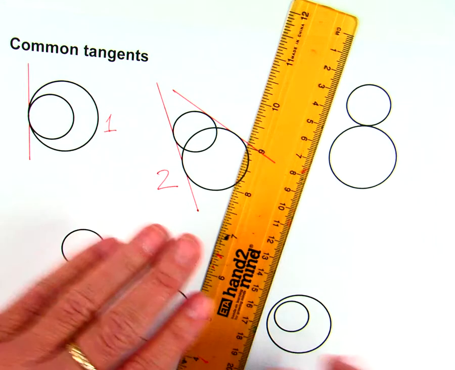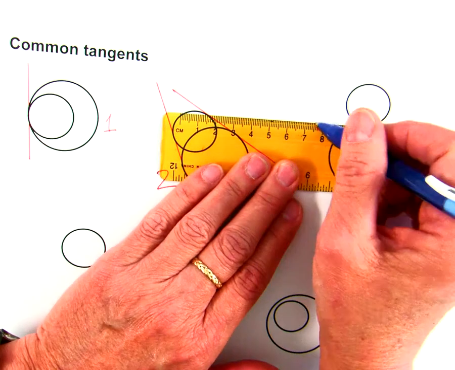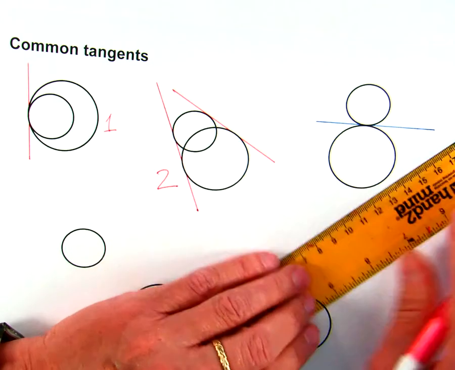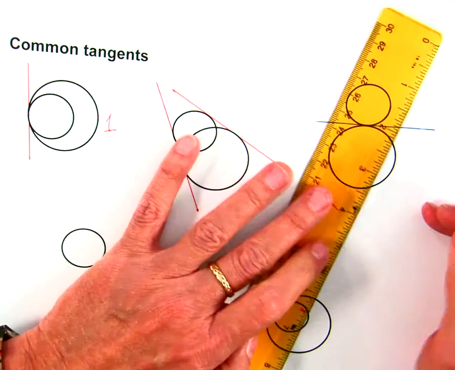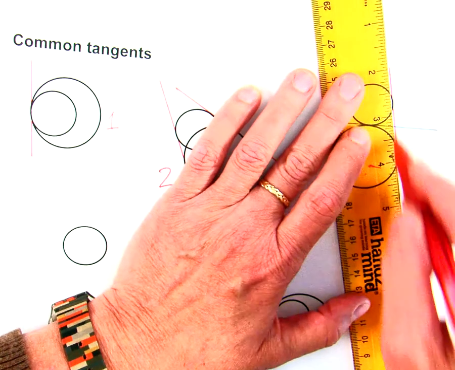On the snowman here, you have a common tangent between his head and his body, and that one's internal. You have two additional common tangents on either side of the snowman.